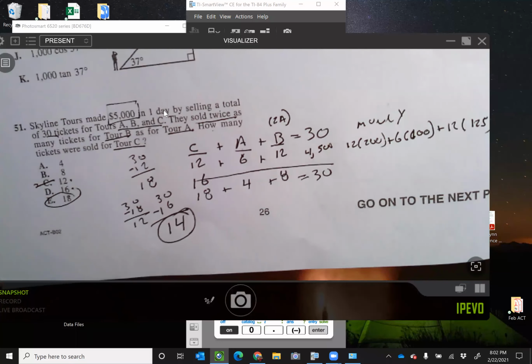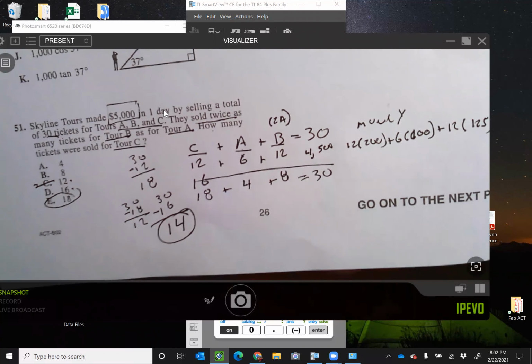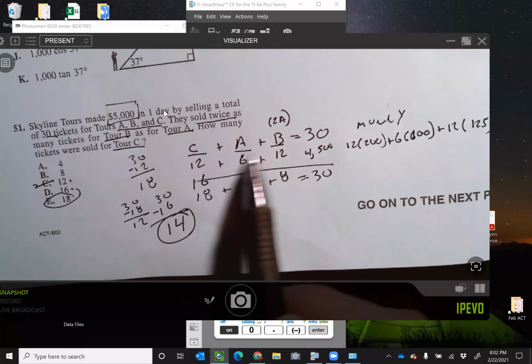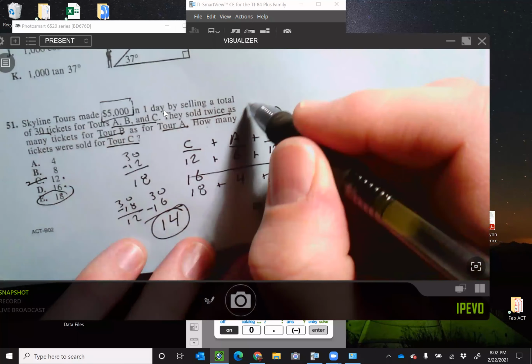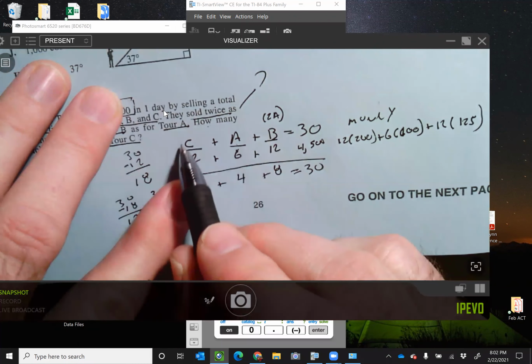I know there's a system of equations that we could do. If you want to see that system, what you could do is say we've got C here.